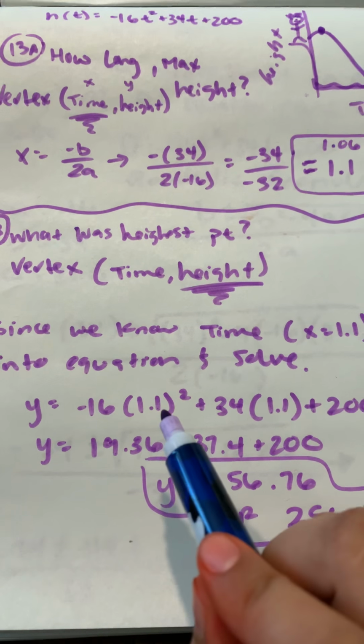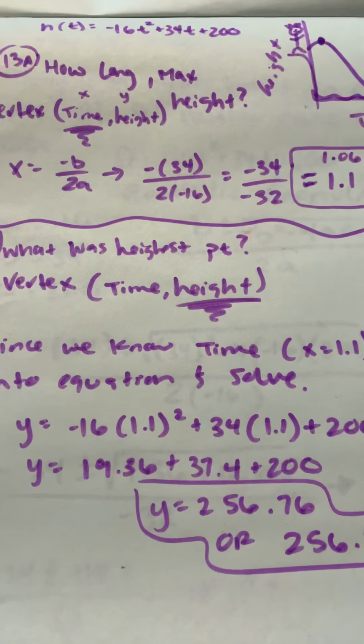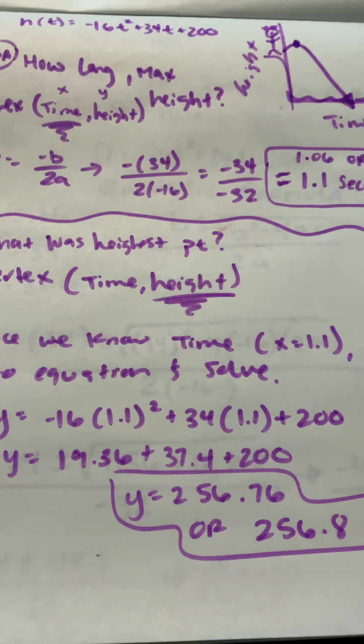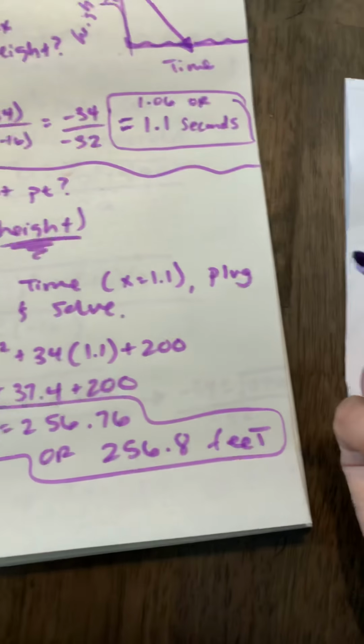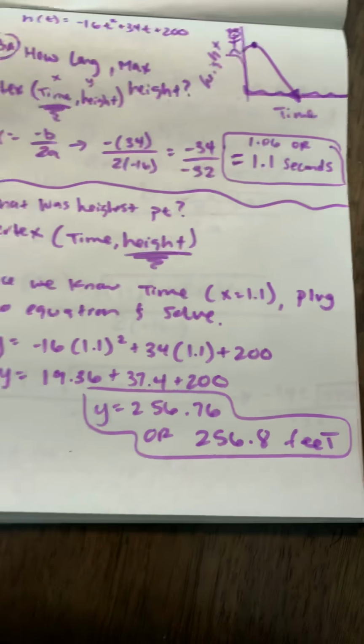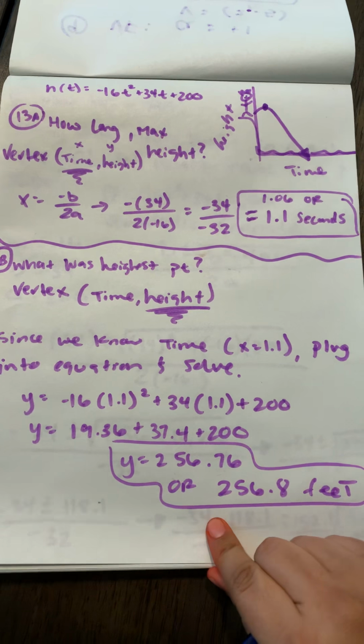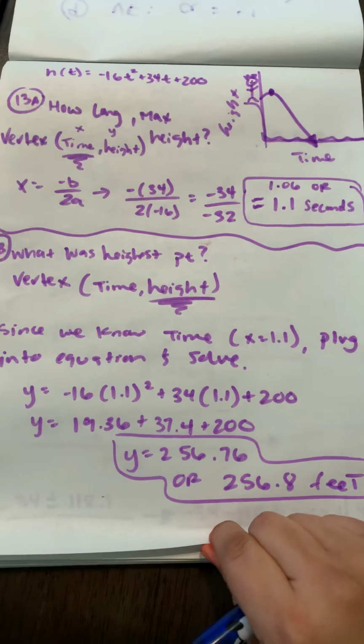So every time you saw t in the equation that was given to us, which is still way up here, I plugged in 1.1. So when I plugged that in, I got technically 256.8 feet. And there's all the work right there if you guys want to pause the video, or you can rewind and go back.